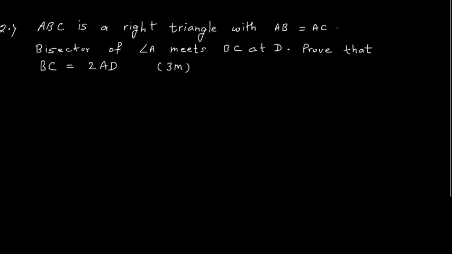Simple question. Now let us move to the second question. ABC is a right triangle, so we will first draw a right triangle. So here I have drawn a right triangle. So ABC is a right triangle with AB equal to AC. So AB and AC are equal, so this part and this part. So let us say this is A, B, C and AB equal to AC.